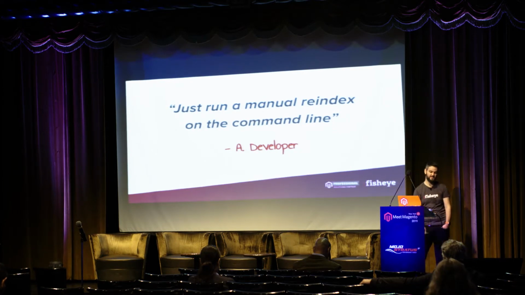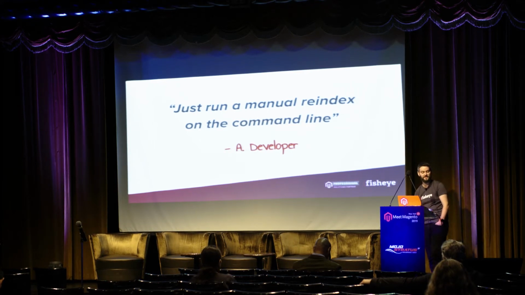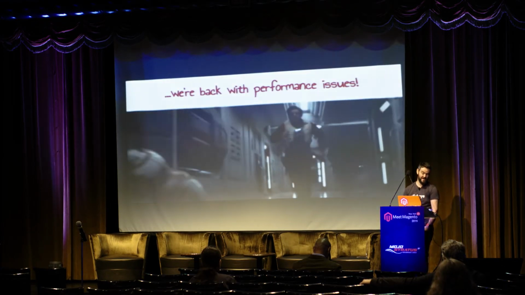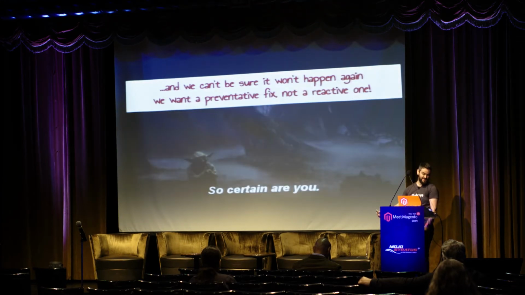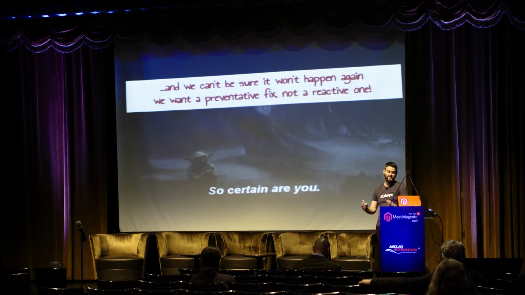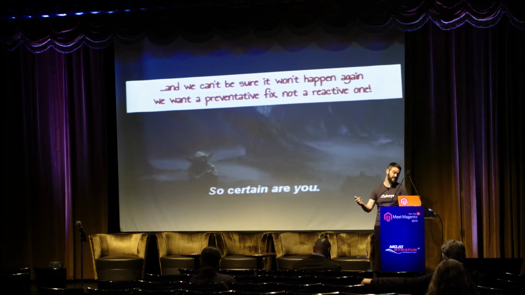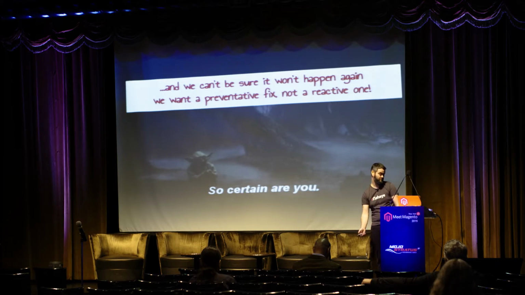So the merchant submits a ticket, it comes through to a developer, and they say, well, we could just run a manual reindex on the command line. Not a great idea, because we're back to clearing the cache for everything on the site again, and we can't be sure it won't happen again. Yes, you might need to run a full reindex in a particular scenario, say there's some sale that's just gone live and something's not showing, then fine. You might need to reindex manually to get that working and take the hit on performance, but how do you know it's not going to happen again? We should be looking for a preventative fix, not a reactive one.